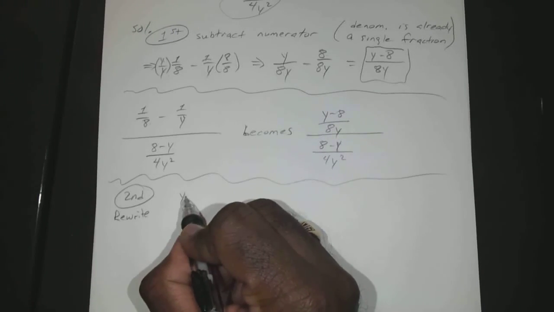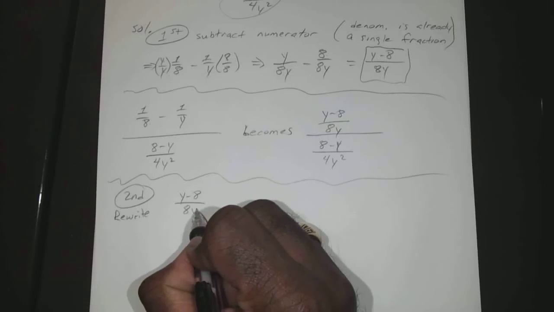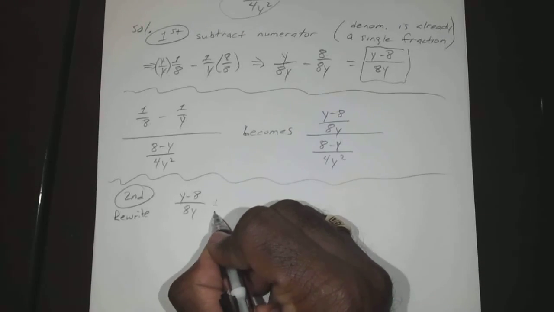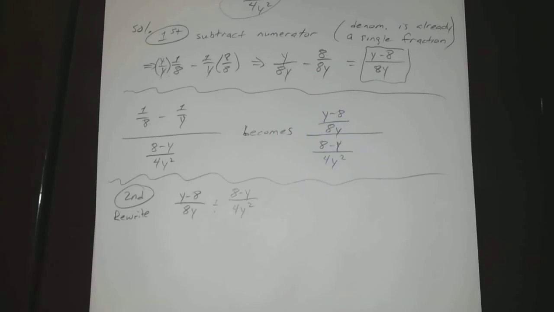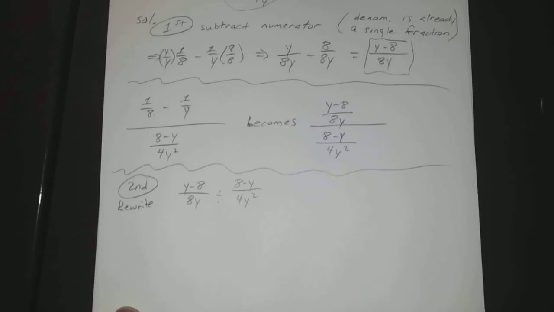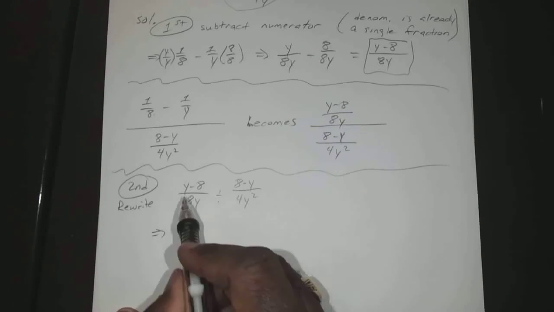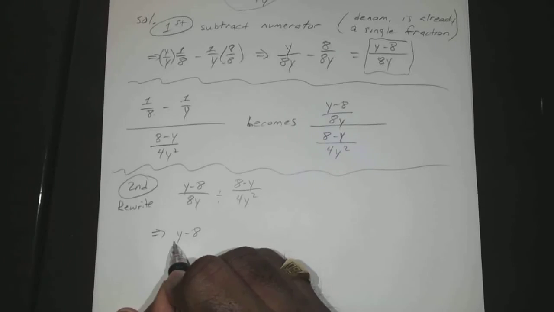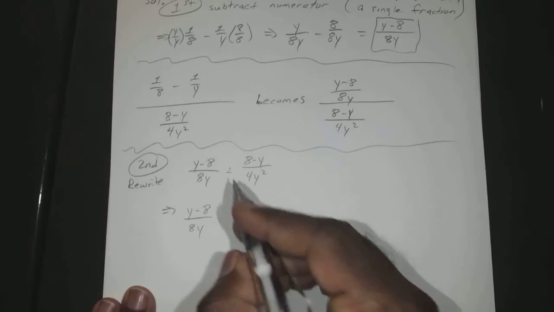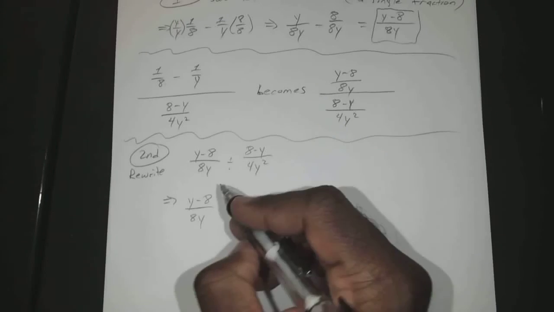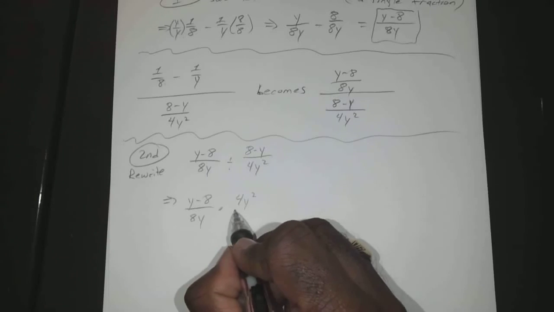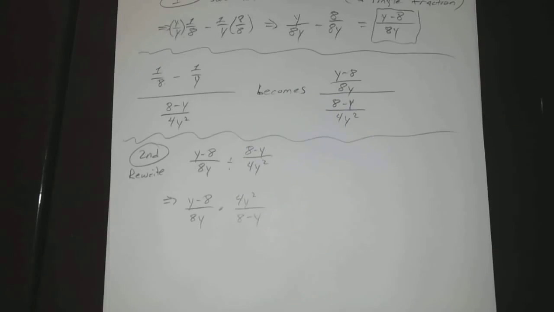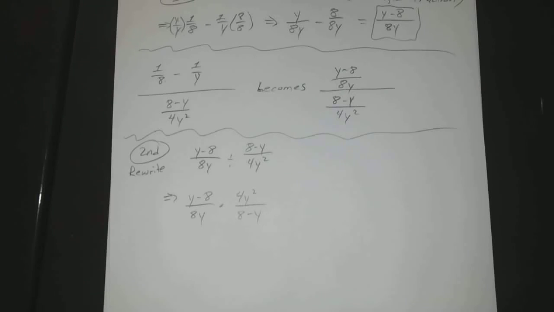Okay, so we have our y minus 8 over 8y, divided by 8 minus y over 4y squared. We have our two fractions, so we write down the first, y minus 8 over 8y. Our division changes to multiplication, and then we flip the second one. So now we have 4y squared over 8 minus y. And then we just multiply it across, or you can cancel here if you like.